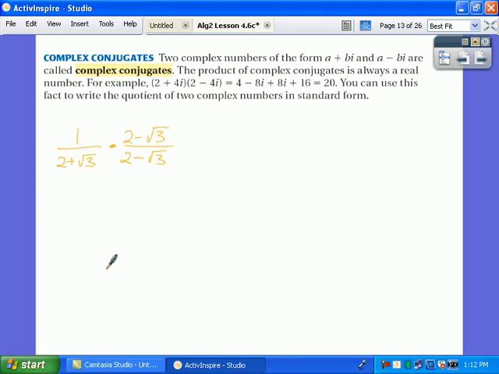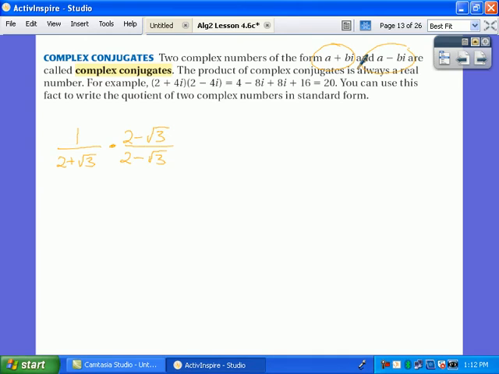Okay. And so that process, we're going to use that exact same process again, starting off in this section, except instead of having a real number here, we're going to get an imaginary number. But the conjugate idea is exactly the same, right? If I have a plus bi, then the conjugate is a minus bi.